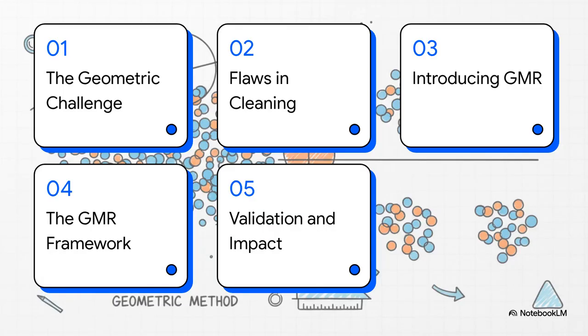So, we're going to follow the paper's logical arc. We'll start by establishing the core geometric problem, then we'll look at the author's critique of existing methods. After that, we'll introduce their solution, GMR, detail its theoretical underpinnings, and finally, wrap up by reviewing its empirical validation.